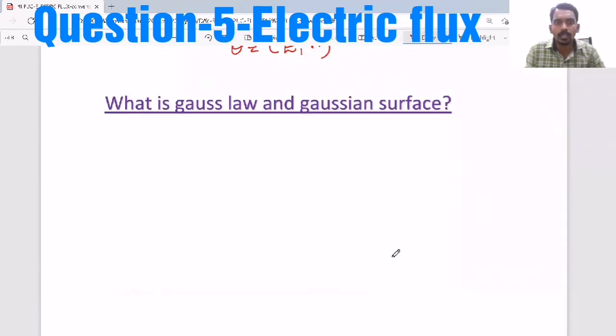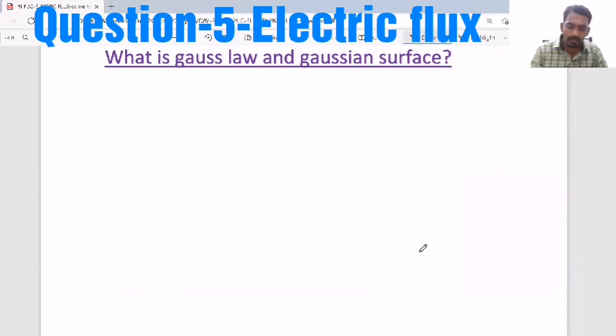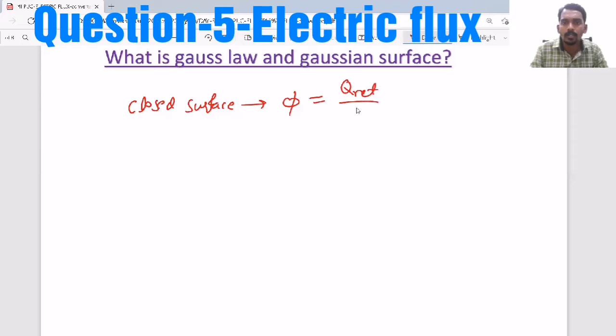The next thing we should know is what Gauss law and Gaussian surface are. Gauss law says that for any closed surface, the total flux is given by the net charge enclosed within the surface divided by epsilon naught. That is Gauss law. From here they can ask questions based on this equation, so that Q net for any closed surface equals flux into epsilon naught.